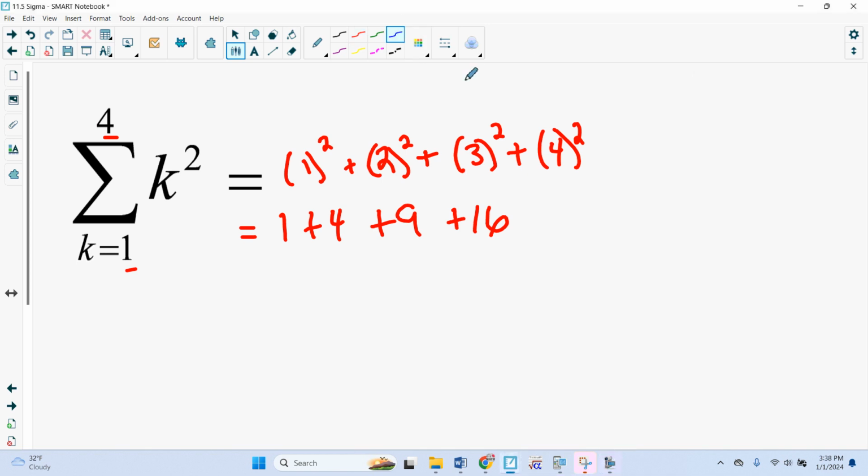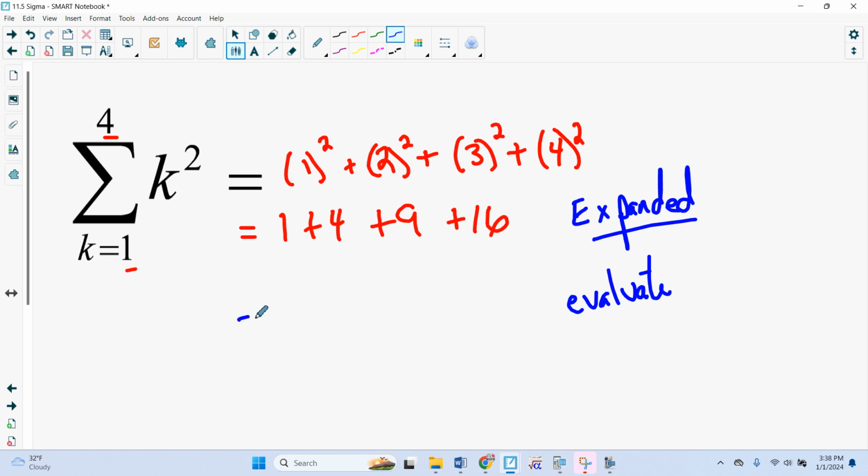Now, when it's written out like this, it is known as expanded form. So if you were asked to put something in expanded form, this is what you want to do, and you'll want to write it out. If you are asked to evaluate, it means you just add all these up and you get 30. So these are the two things we're looking at. We're going to be asked to expand a sigma notation and evaluate a sigma notation.